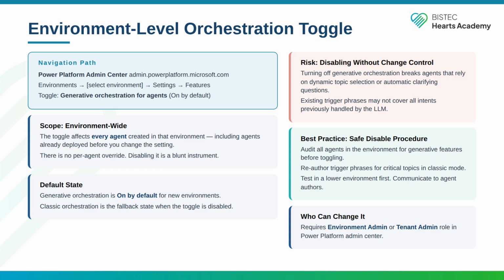Timing. 10 minutes. Facilitation tip. If you have access to a live environment, show the actual navigation path. Point to the toggle location. Participants should note the path. They will need it in the governance document they write in Hour 4. Question to pose. If you disabled this toggle in your production environment right now, which of your agents would break first? Do you know?